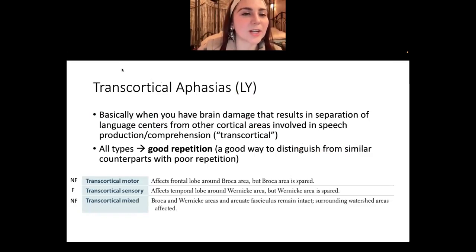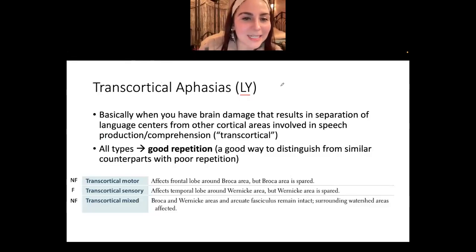These transcortical aphasias, I even put here that they're low yield, because they really are. The only reason I kept this in here is because you might see them as answer choices. They might be answers to questions, but they are on the lower yield side, but we're still going to talk about them.